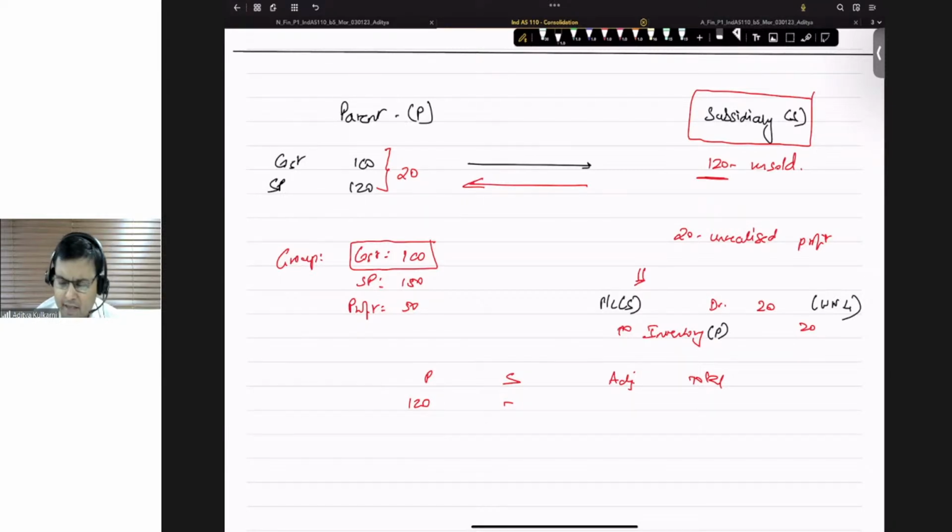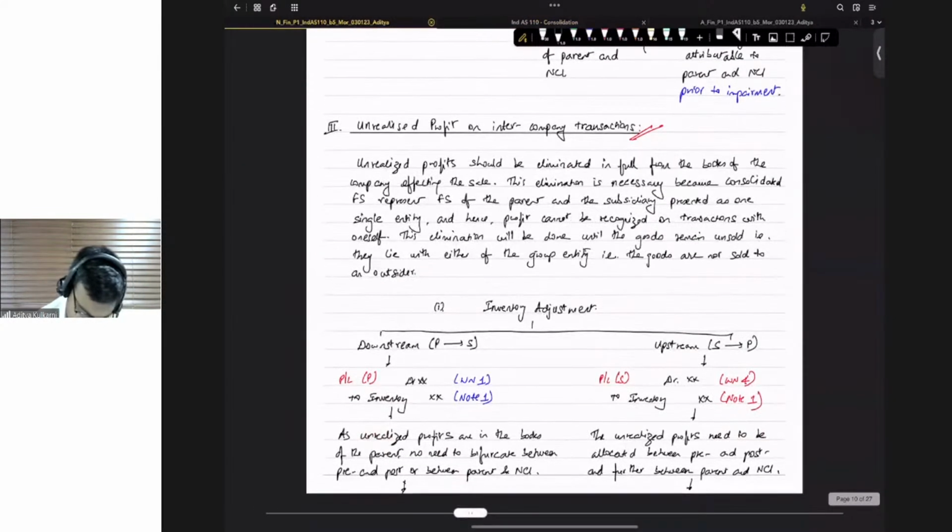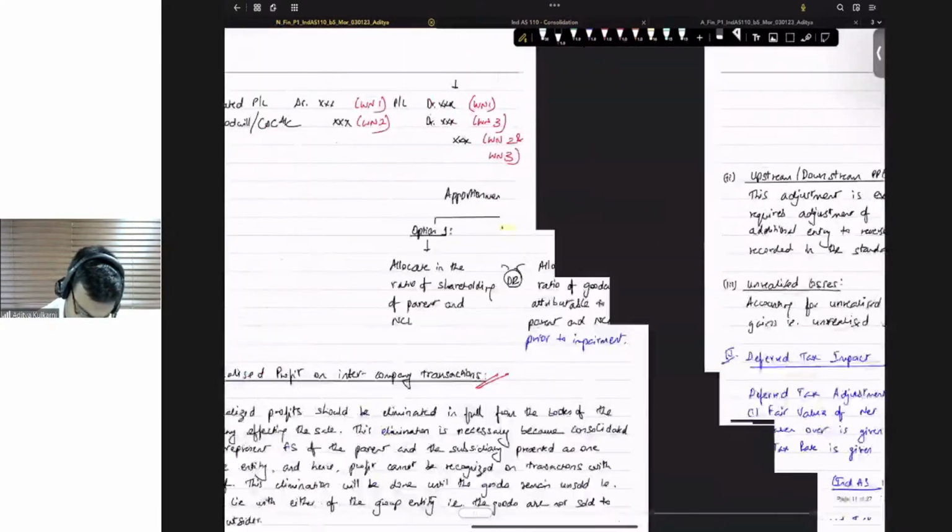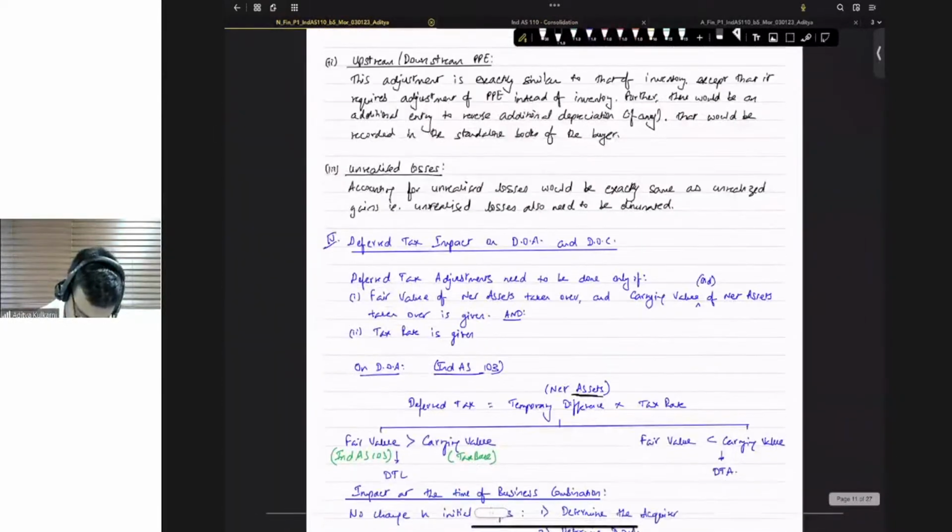Is it okay? Yes. Have you understood this part? Yes. So let us quickly go through the notes which are there. Okay. All right.